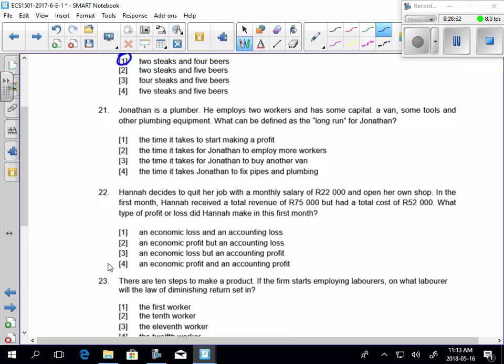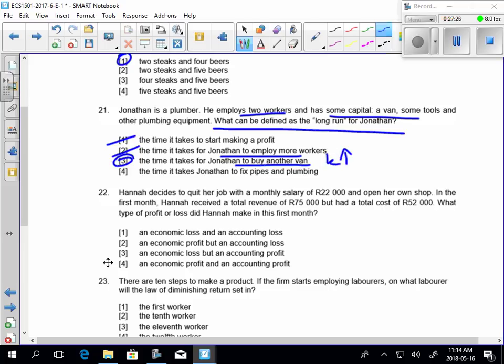Jonathan is a plumber. He employs 2 workers and has some capital. Okay. Now, remember, your short-run production is when at least one or more inputs to production is fixed, usually capital. We can vary labor. Okay? So when we move into the long run from the short run, it means that we varied capital. Okay? So making a profit? No. Time it takes for him to employ more workers? No. Time it takes for him to buy another van. Why? Because capital is increasing. All right, so that's when we move from the short run to the long run.